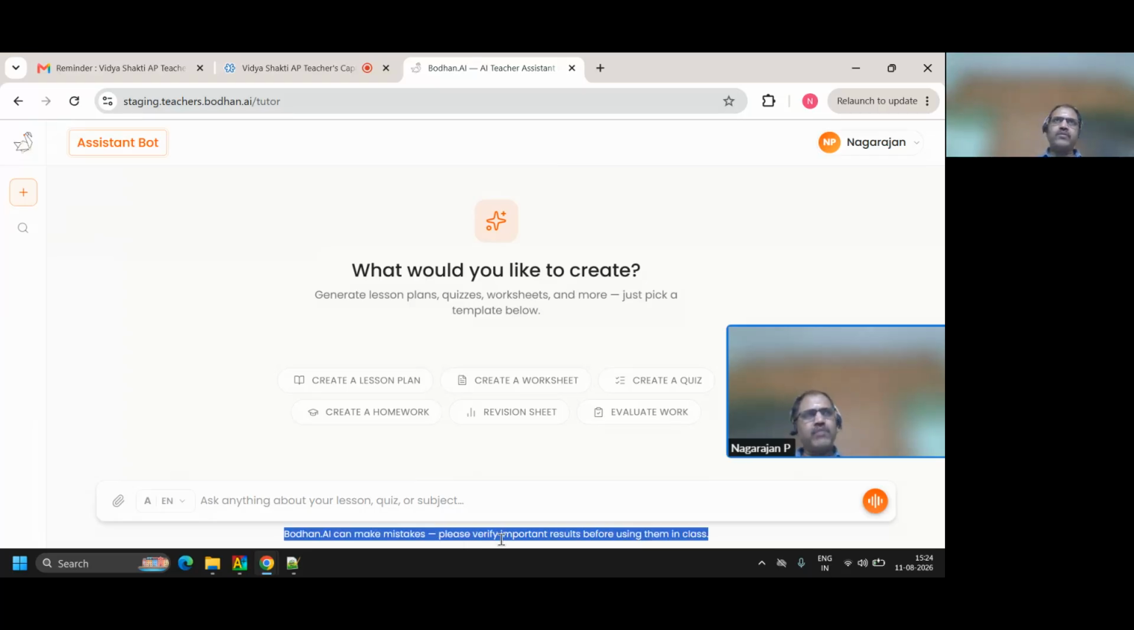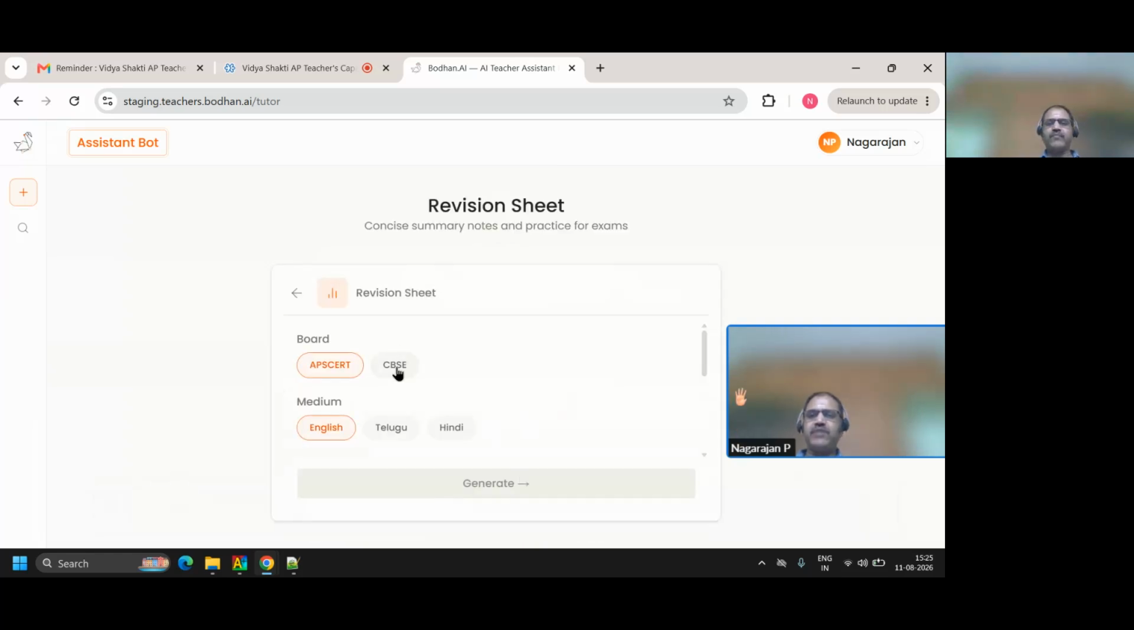To some extent, wherever we have conducted training, so far we have not seen any big issues. Maybe 1 out of 500 people used to get one issue in a day, but still we need to verify that. Today we will see revision and evaluation work. Suppose I want to create a revision sheet, because before the class test, before the midterm test or formative assessments, we need to give some kind of preparation, what kind of revision they need to do.